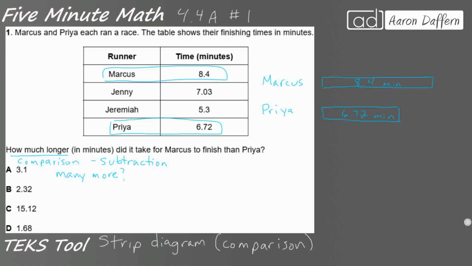And it's different than part whole and equal groups because with those you're connecting them and you're trying to either find the total, find the number in each group, or find the missing part. But these are two totally separate people and you just want to compare the two. And so what we're looking for, instead of a part or a whole or a number of groups, you're looking for this space between the end of Priya and the end of Marcus. And that's how we would represent that with a strip diagram. So now all we need to do is subtract.